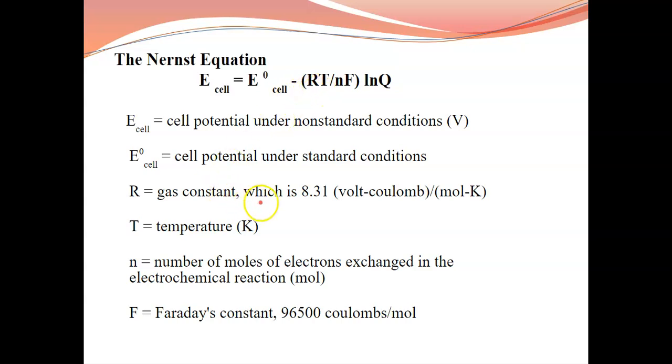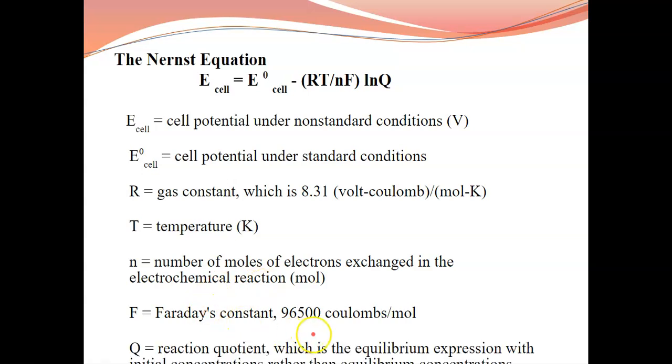R is the gas constant, whose value is 8.31 volt coulomb per mole Kelvin. T is the temperature in Kelvin. n is the number of moles of electrons exchanged in the electrochemical cell. If we consider the Daniell cell, in that case the number of electrons was 2, because zinc was losing 2 electrons to form Zn2+ ion, and copper 2+ was gaining 2 electrons to form copper solid. So that is n, the number of moles of electrons exchanged in the electrochemical cell.